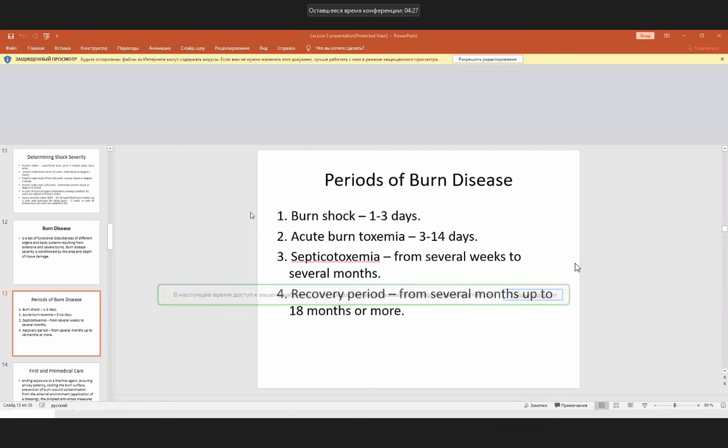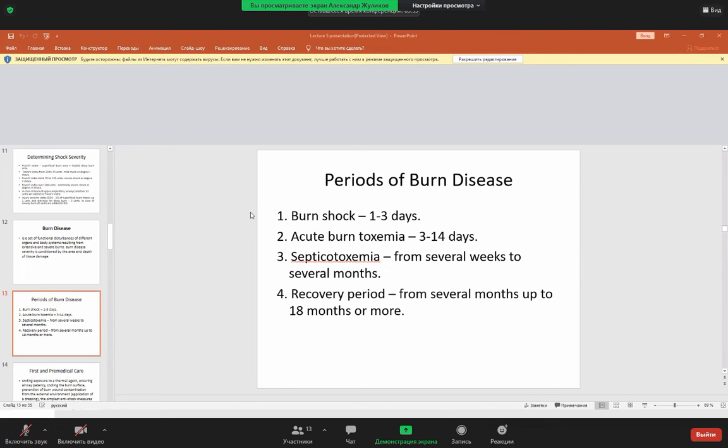First and pre-medical care involves ending exposure to the thermal agent, ensuring airway patency, cooling the burn surface, prevention of burn wound contamination from the external environment, application of dressing, the simplest anti-shock mixture, introduction of analgesics, and satisfying thirst with a salt and alkaline drink: 2 spoonfuls of sodium bicarbonate and sodium chloride per 1 liter of water.